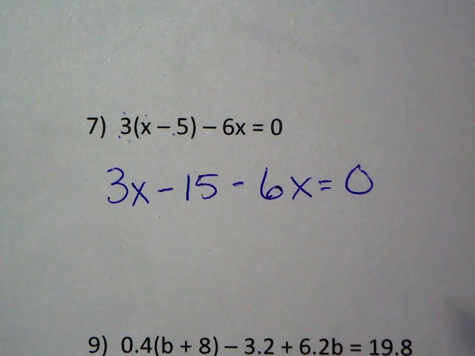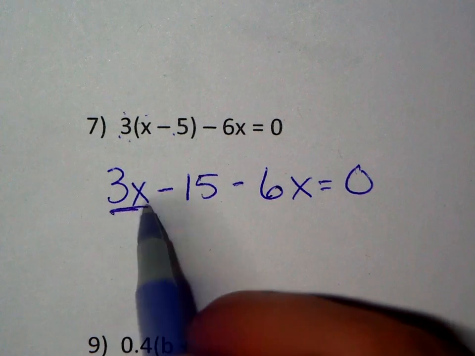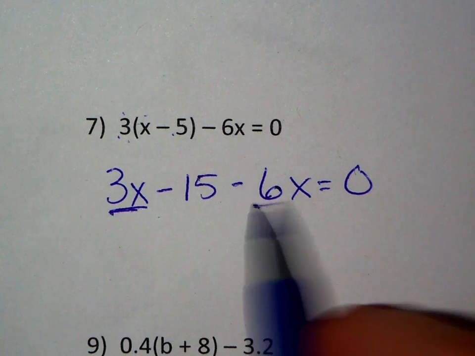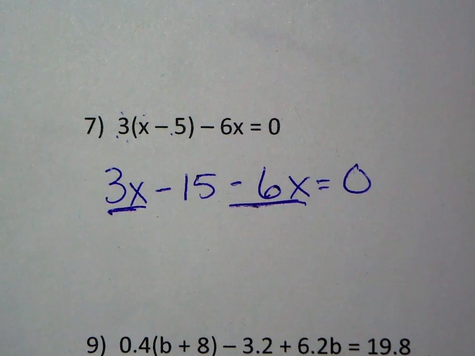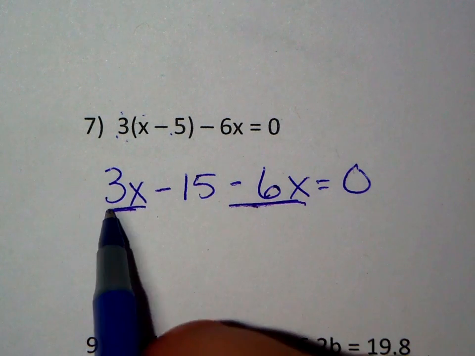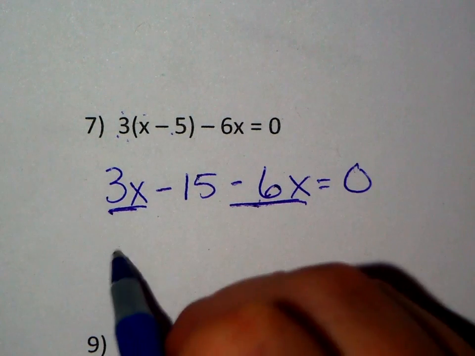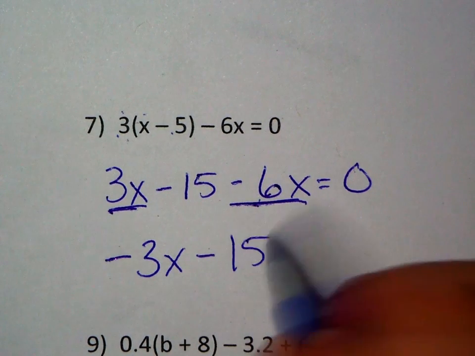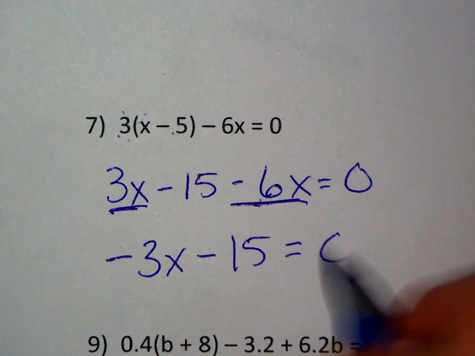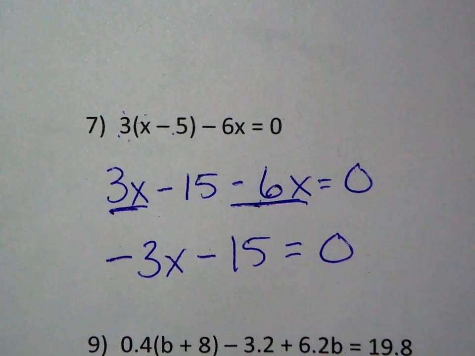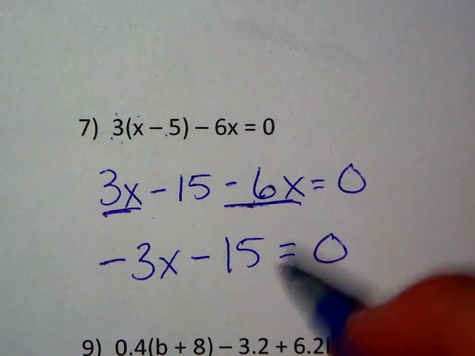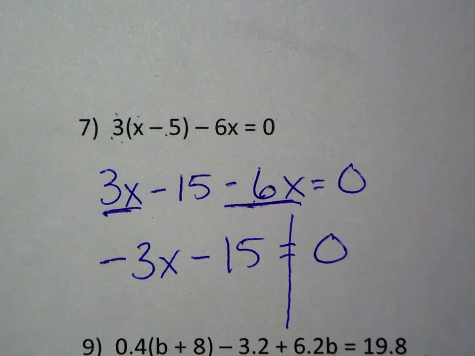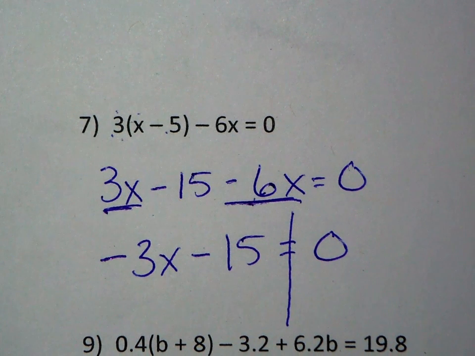Now we need to look and see if we have any like terms, and I do. I have a 3x and a negative 6x. And so 3 minus 6 is negative 3x. Keep the minus 15 equals 0. Now we're down to a two-step equation again already. It doesn't matter if 0 is placeholding on the side because it's still a number.